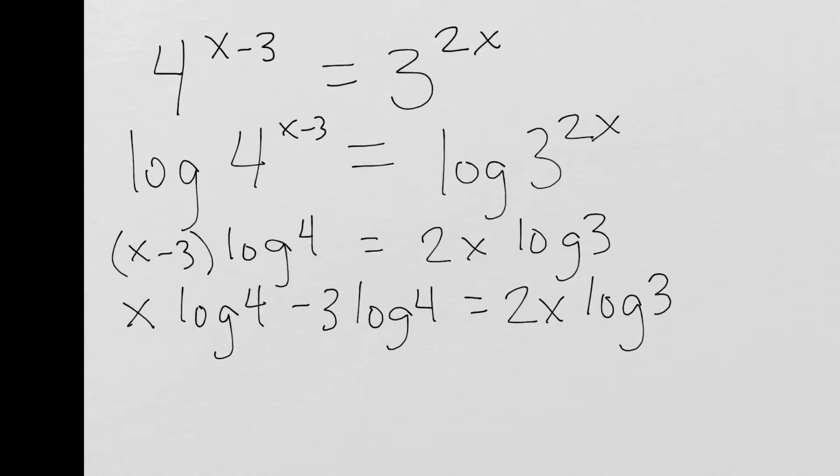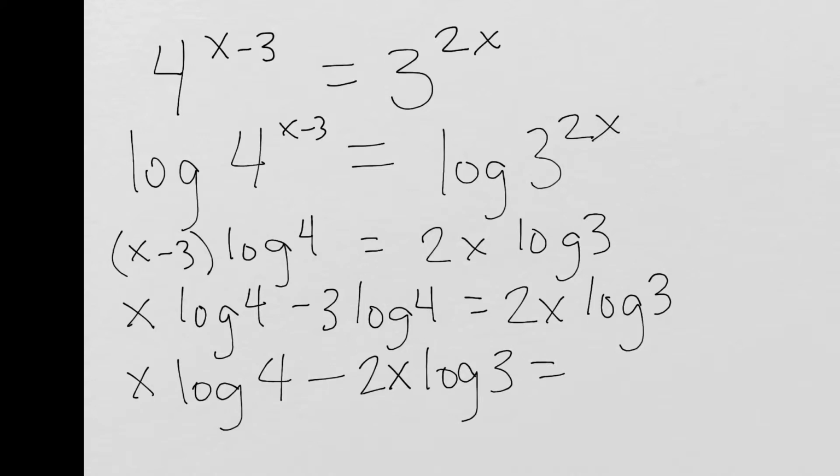So if we move our x values together, based on what I saw that you did in the problem that you wrote out, you moved your x's to the left and you moved the constant that didn't have an x to the right. So I'll do the same thing. I will move my 2x to the left-hand side, so I leave my x log 4 where it is. I move my 2x, so I end up subtracting 2x log 3. And then I will move this constant to the right-hand side, and to move it, I have to add it to the right-hand side, so I get 3 log 4.